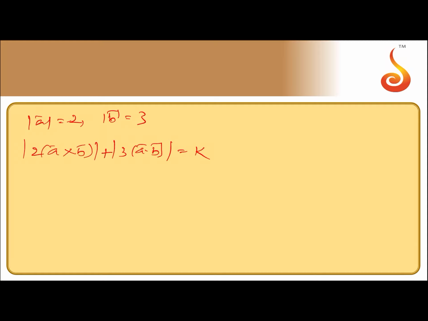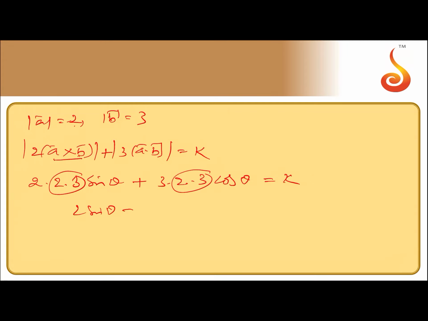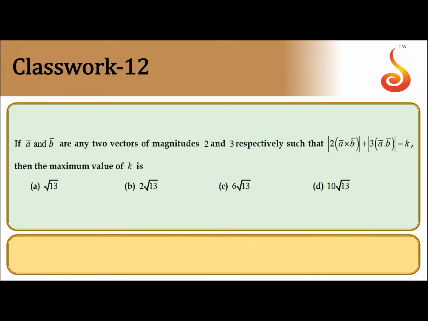According to the basic formula, if theta is the angle between A and B, then modulus of A cross B is mod A mod B sine theta. Modulus of A is 2, modulus of B is 3, multiplied by sine theta, being a modulus. Plus 3 times mod A mod B cos theta is equal to K. Taking 6 common, 2 sine theta plus 3 cos theta is equal to K by 6. The maximum value is the root of a square plus b square. So K by 6 is less than or equal to root of 4 plus 9. So the answer is 6 root 13, which will be the maximum value.